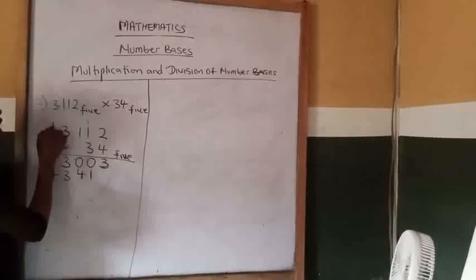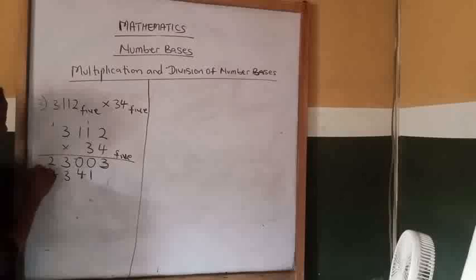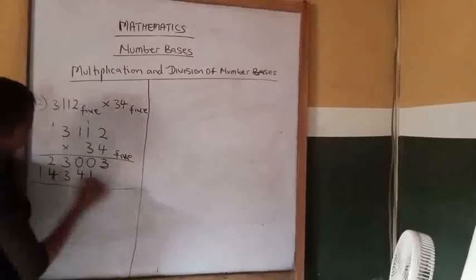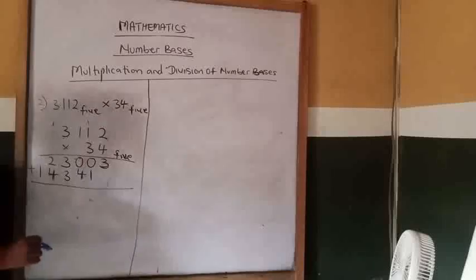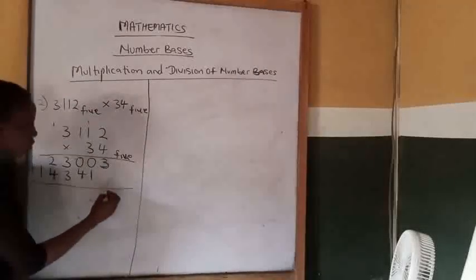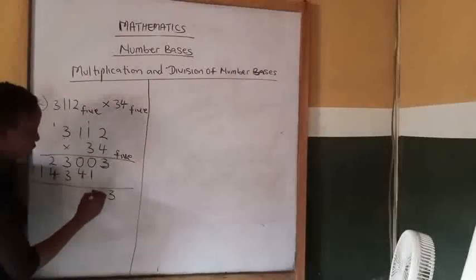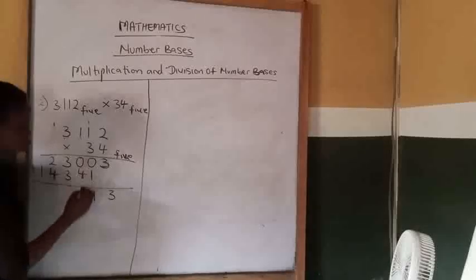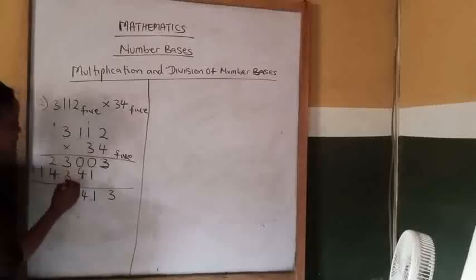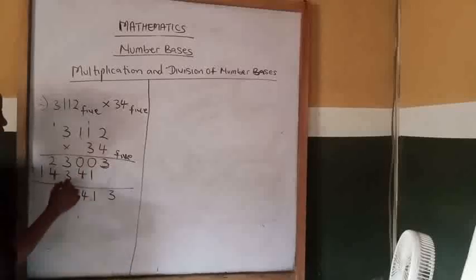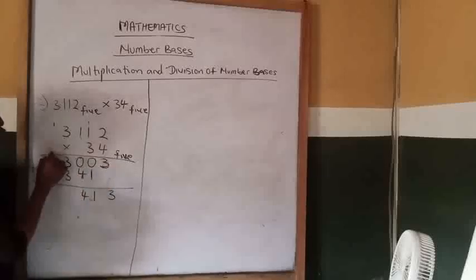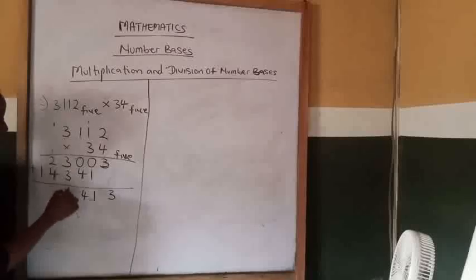So there is nothing to add that 1 to here, so you bring the 1 down. Then you add the next numbers together. Don't forget the use of your base when you are adding. So this one will give us 3, then this one will give us 1. 4 plus 0 will give us 4. 3 plus 3 is 6, which is more than our base. How many 5 can we get in 6? It is 1, remainder 1.